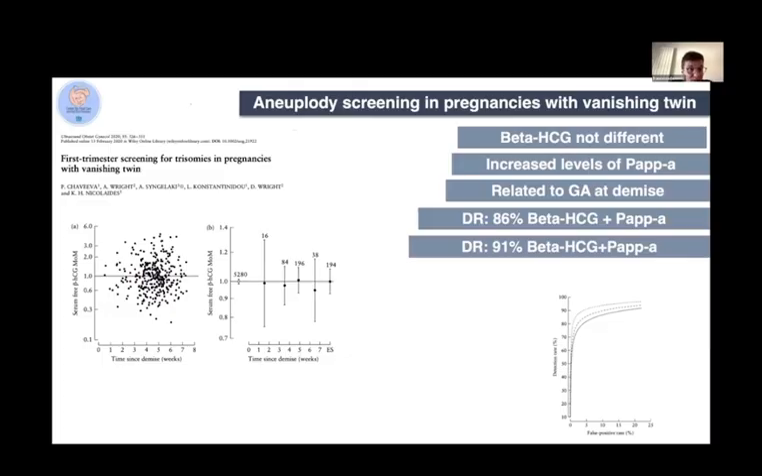So they also reported the diagnostic performance of combined tests when using PAPP-A alone compared to PAPP-A plus beta hCG, which was 86% compared to 91%. And the authors actually suggested that when we face a pregnancy diagnosed with vanishing twin syndrome, it may be hypothesized to use nuchal translucency plus maternal age plus just beta hCG in order to reduce the potential confounding factor coming from the assessment of PAPP-A. Of course, we do not have big numbers about false positive results, so this is just a theory.